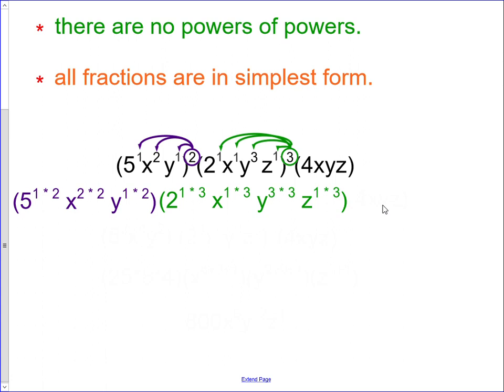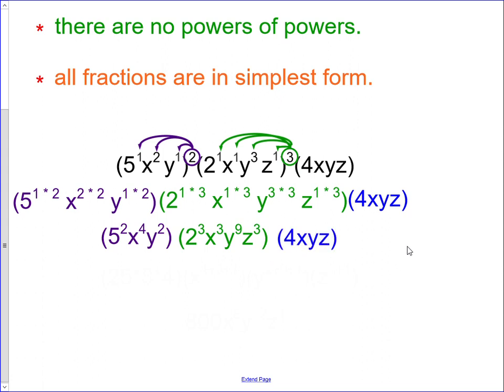Now we're going to go ahead and bring down that last product because we just want to keep track of it. Even though they didn't raise it to a power, we want to keep bringing it down step by step so we don't lose it. When we go to simplify these, we're going to have 5 to the second power, x to the fourth power, y to the second power, times 2 to the third power, x to the third power, y to the ninth power, z to the third power, times 4xyz.